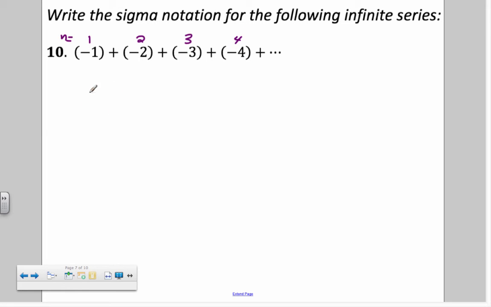So let's go ahead and write this out in sigma notation. Because this is an infinite series, I start with my index at 1 because that's my first position, but I don't ever stop. So I'm going to go ahead and put the infinity sign above because that means go on forever and ever. And now I'm going to write my rule. Well, I said it was going to be the opposite of my n. The opposite is used with a negative symbol, so we use the opposite of n, and that's my rule.